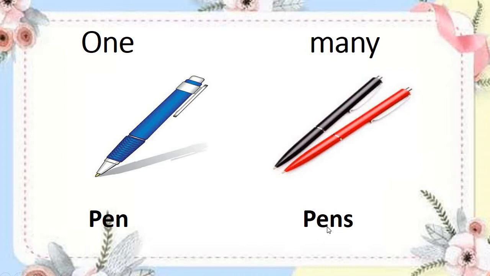Pen. Pens. See the picture? One, many. Pen. Pens. You have to see the picture and then answer. Okay, children? Now you all know this, no? Pen, pens. We have learned it.